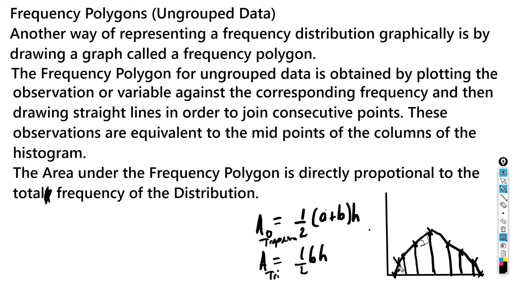This area is a triangle, so we'd find the area of A1. A2 is for a trapezium. This is the height, this is the base, and the other side is A. And you have to find A3, which is also a trapezium, A4, which is a trapezium, A5, A6, and then A7, which is also a triangle here. Once we find all these areas, if the areas come up to exactly the total frequency, then we know it's correct.